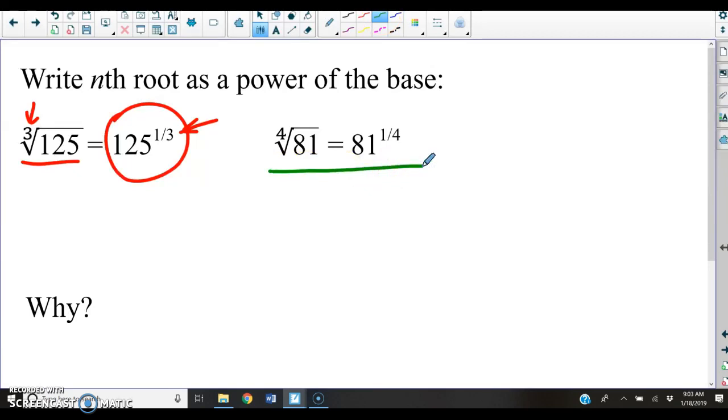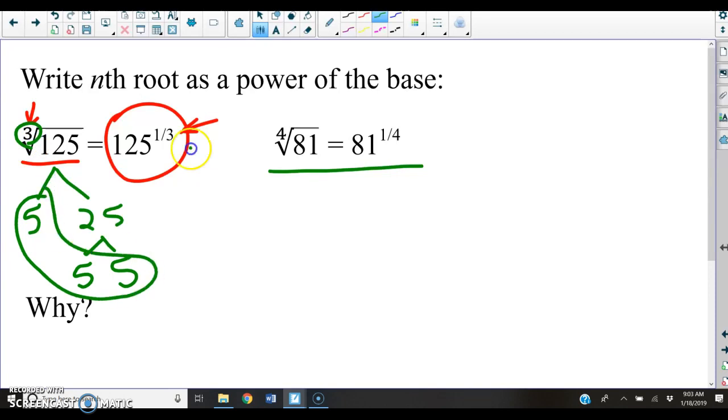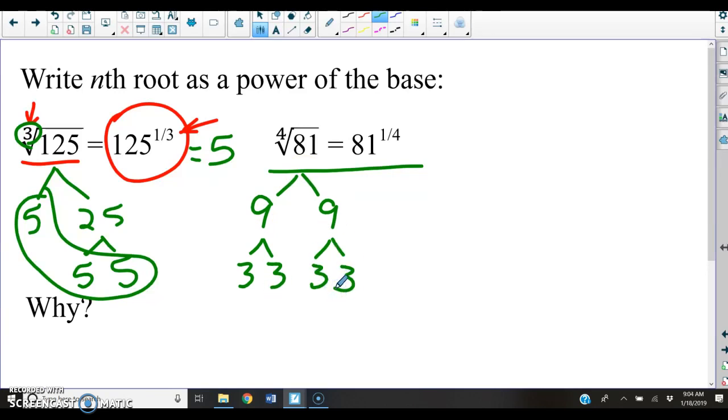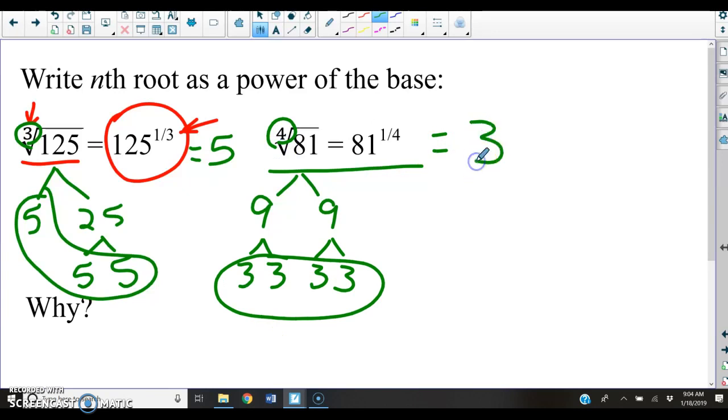Now, when we want to evaluate these, 125 is 5 times 25, which is 5 times 5. Since it's a cube root, we want 3 of a kind, so this will simply equal 5. 5 times 5 times 5 is 125. Okay, the 4th root of 81. Well, 81 is 9 times 9, and each 9 gives us 2 3s as factors. So with the 4th root, we want 4 of a kind. So this will evaluate to simply the number 3.